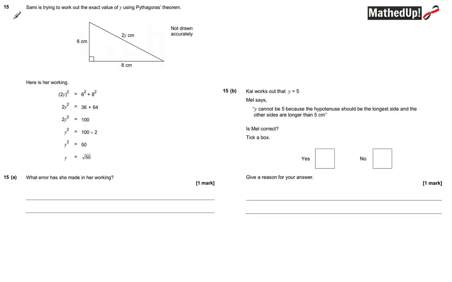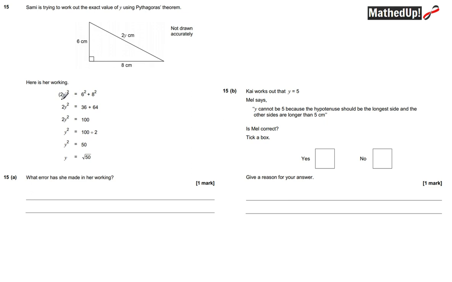Okay. Question 15. Sammy is trying to work out the exact value of y using Pythagoras' theorem. This is her working here. Part A asks us what error has she made in her working. Now if you work through here, you may be able to spot that the error is going from this line to this line over here.